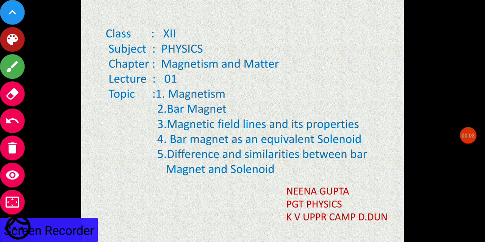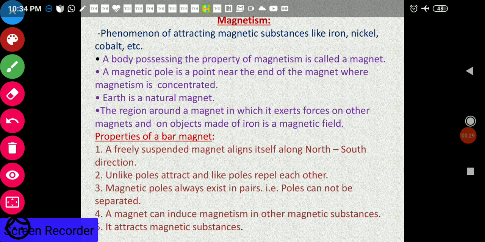Good morning to all. Today we are going to start a new lesson, magnetism and matter. In this lecture, I am going to cover the following topics: magnetism, bar magnet, magnetic field lines and its properties, bar magnet as an equivalent solenoid, difference and similarities between bar magnets and solenoid.